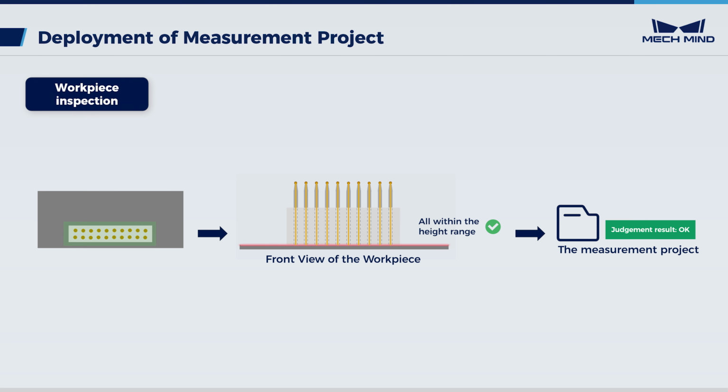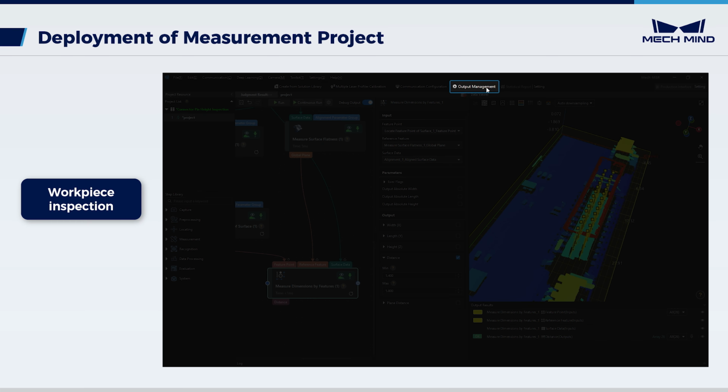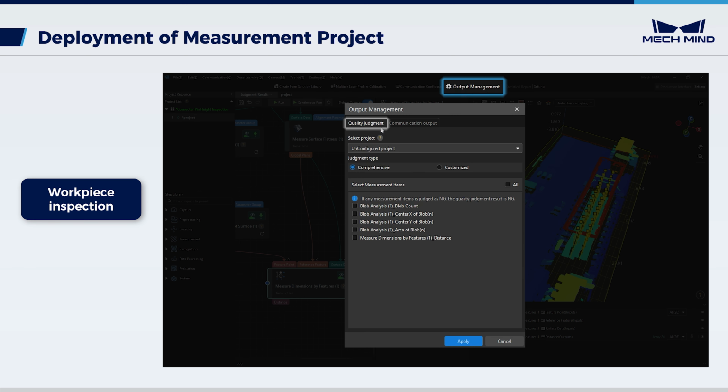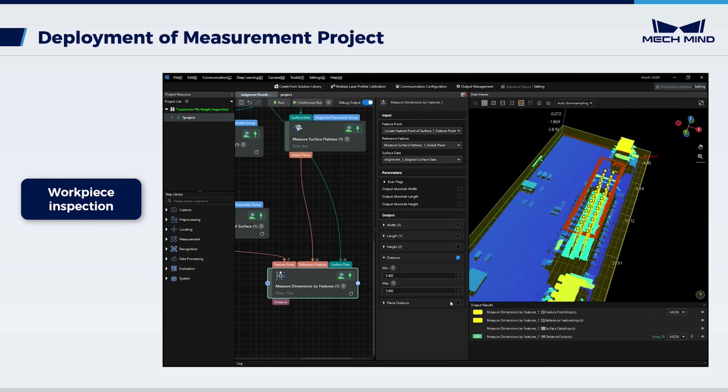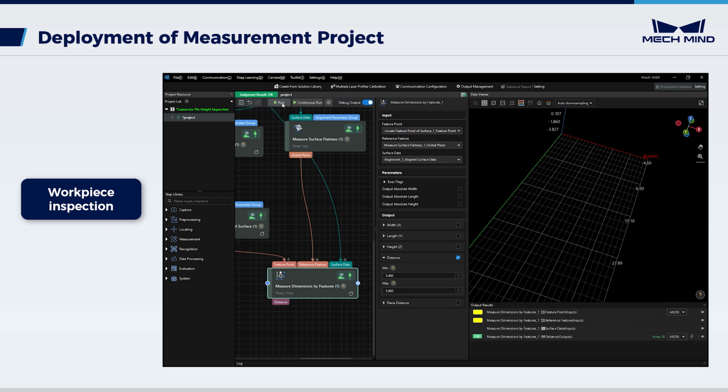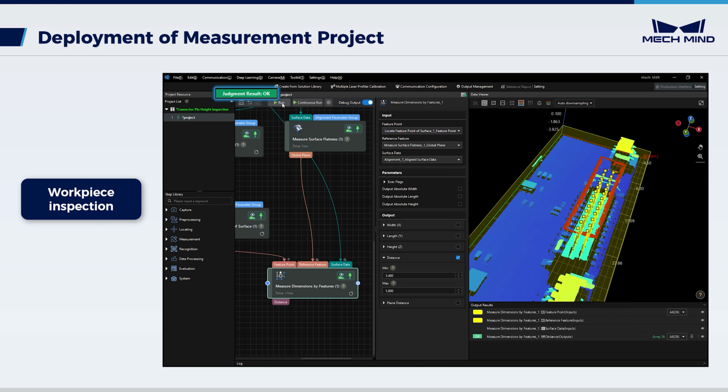Follow the instructions. Open the Output Management window. Select the Quality Judgment tab. Choose the corresponding project and judgment type. Select the measurement items to be included for judgment as needed. When finished, run the project. The overall quality judgment result of the project will be displayed in the upper left corner.